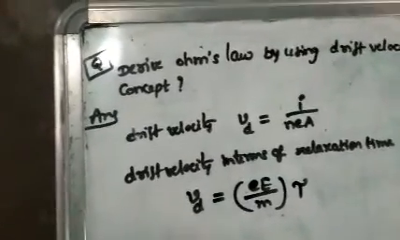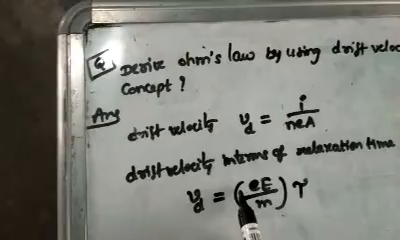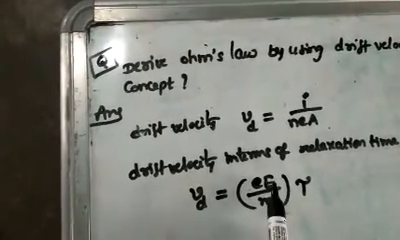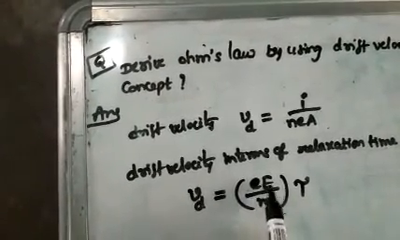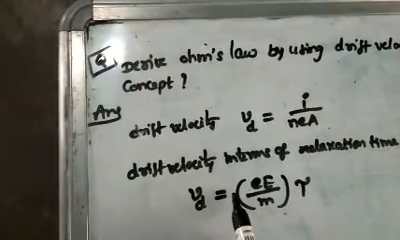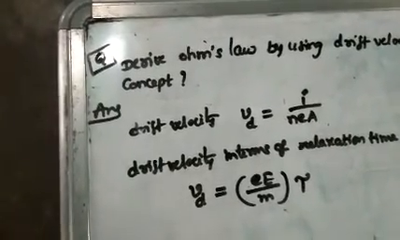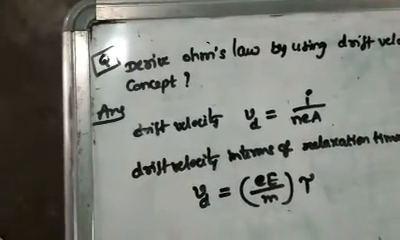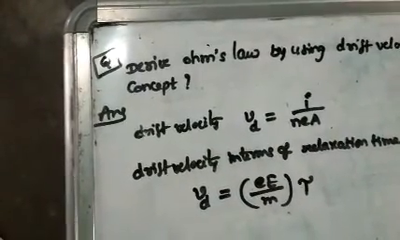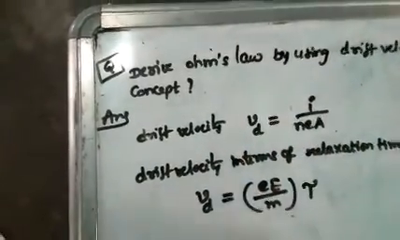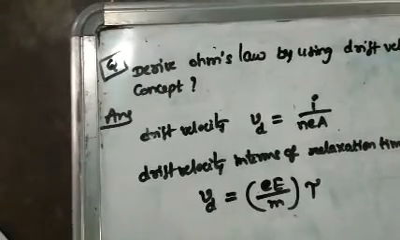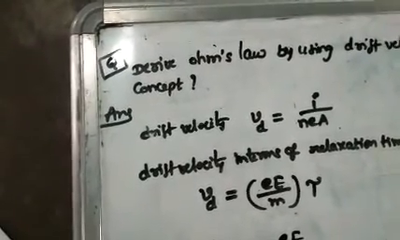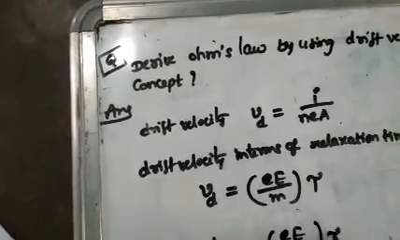Students will get doubts here. Sorry, I am forgetting the minus. That negative sign indicates the velocity of electrons is opposite to the electric field. I am not writing the negative sign here, only the magnitude. So Vd left hand side equal, right hand side equal, so you can equate them. That is I by nEA is equal to E by m of tau.